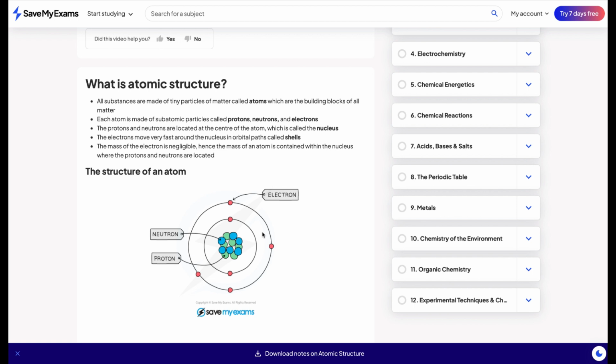Now we say the protons and neutrons are found in the center, in the place called the nucleus. The electrons move very fast around the nucleus, and they orbit around it in shells. Is that okay? Now we say the mass of the electron is almost negligible.